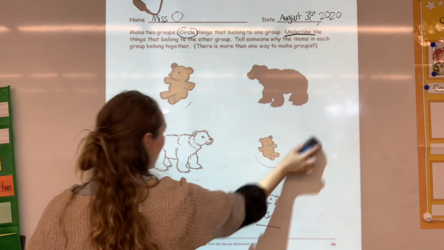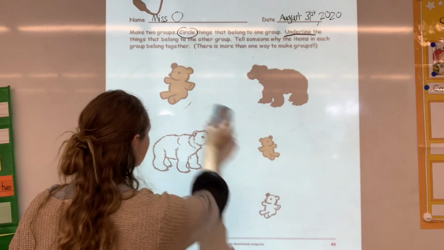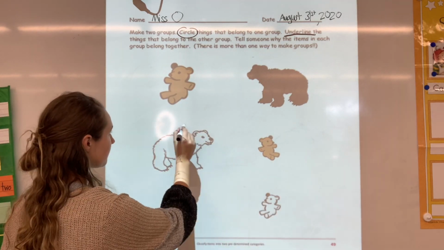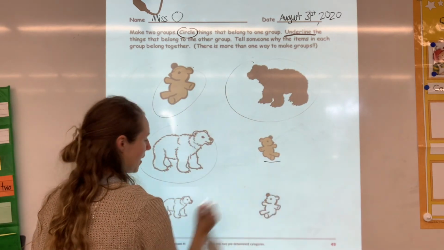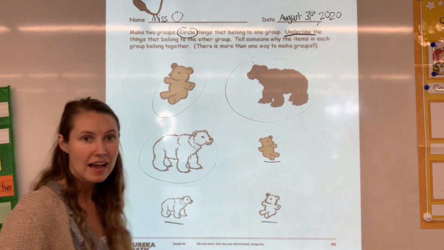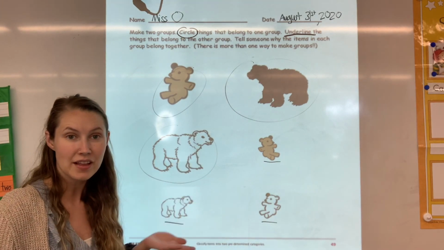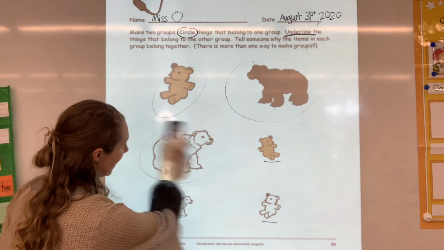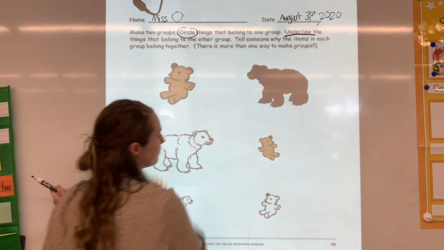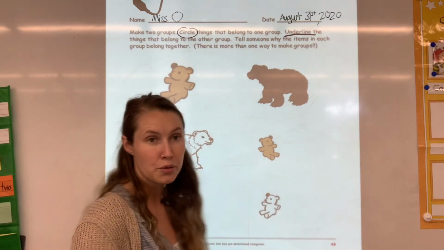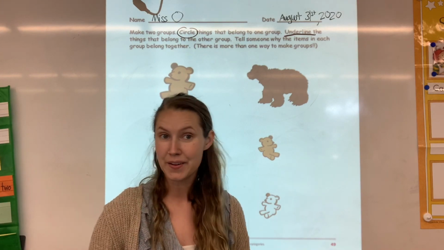Or you could do it by size. So I see a lot of big bears. And I see a lot of small bears. So this time I circled the big bears and underlined the small bears. Now I also see another way you could do it. I see different types of bears too. So you could circle one type and underline another type.